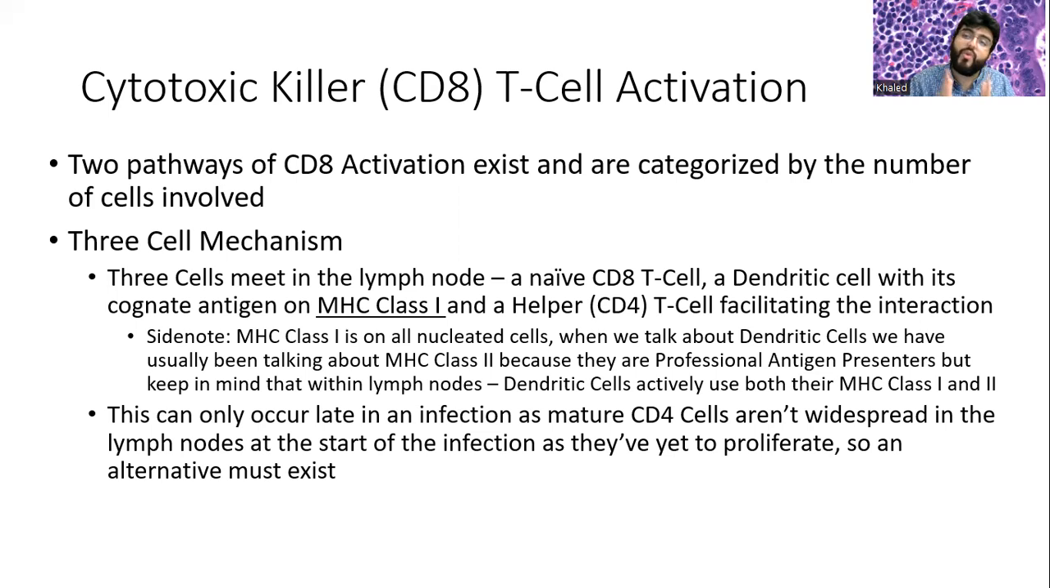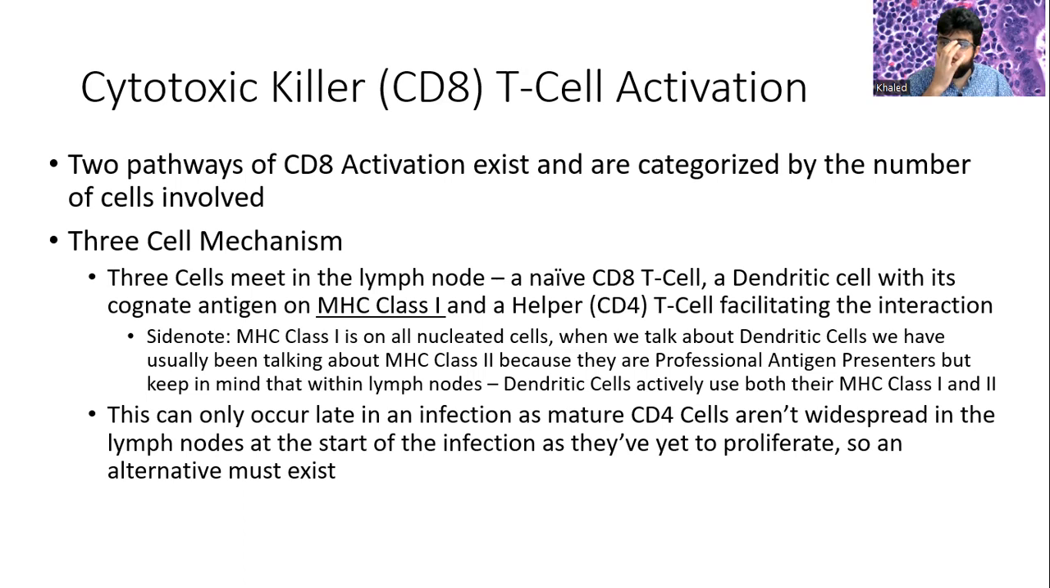But in the context of CD8, we only care about MHC 1. Yes. So, naive CD8 cell, dendritic cell with cognate antigen MHC class 1, and also helper T cell. And you're going to be like, but if it's a helper T cell, is it getting activated also? Possibly, but in the context of activating a CD8 cell, this helper T cell is already an effector, really. It's helping out. That's the name.